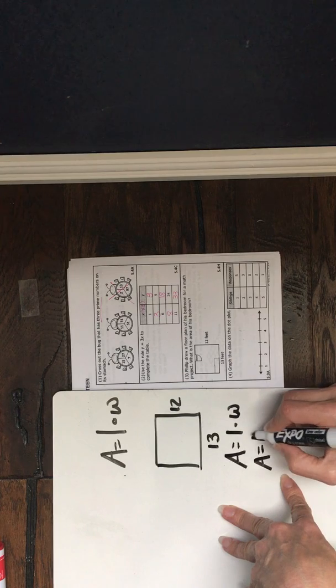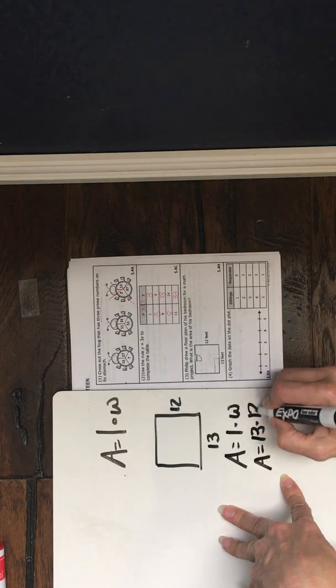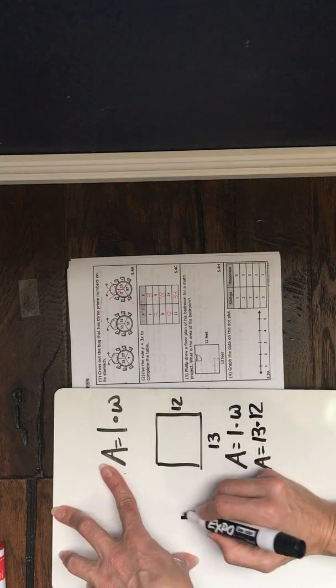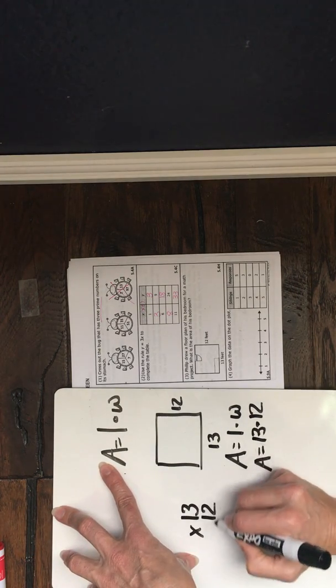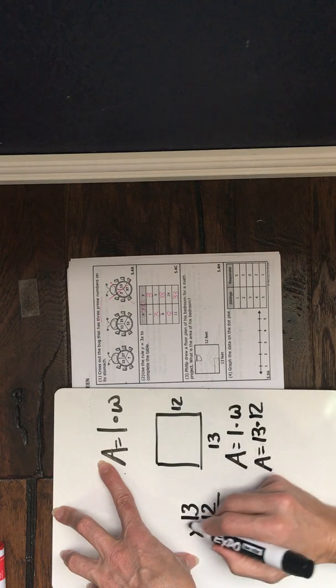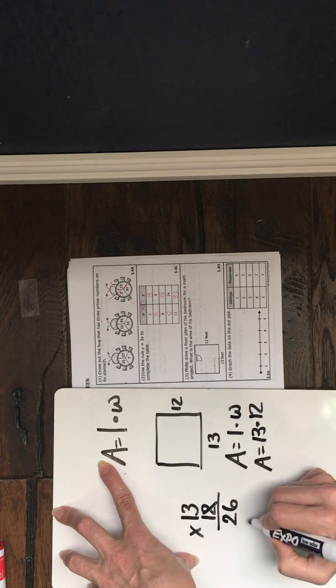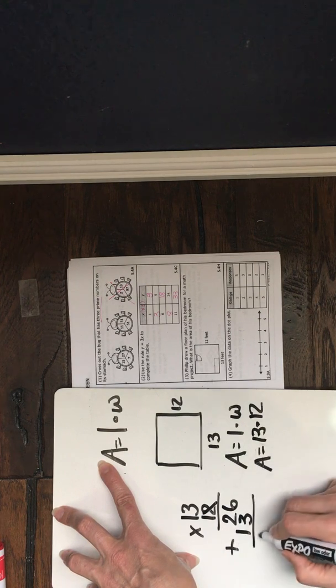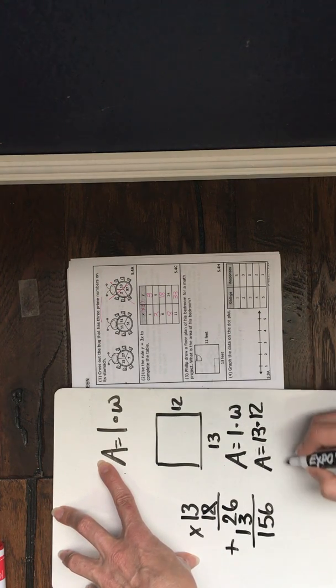Area equals length, 13. Our width is 12. And so what are we going to do with those two numbers? We're going to multiply them, okay? So we have 13 times 12. 2 times 3 is 6. 2 times 1 is 2. We've used our 2. 1 times 3 is 3. 1 times 1 is 1. We're going to add these together, and we end up with 156.